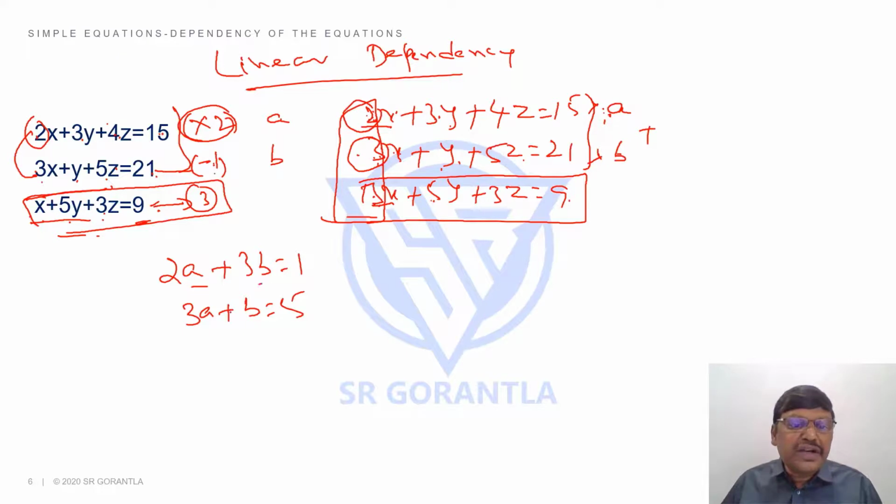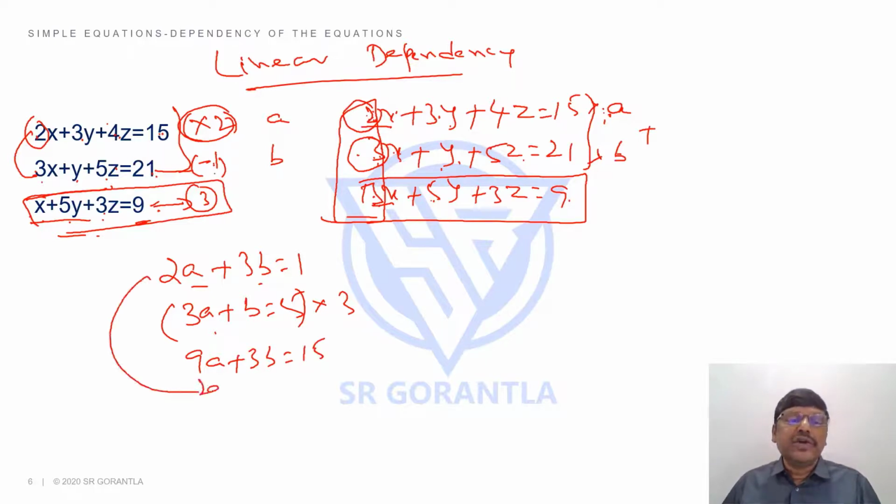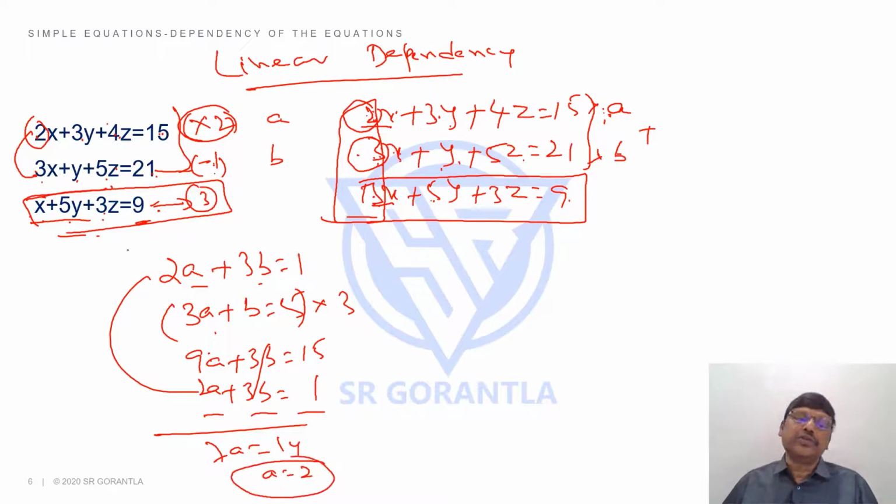Now I have two unknowns and two equations. Let me solve them and find out the a and b values. Students, if I multiply this with 3, what happens? Tell me this equation times 3: 9a plus 3b is equal to 15. This is 2a plus 3b equals 1. If I subtract, 7a is equal to 14, or a equals 2. A is equal to 2.